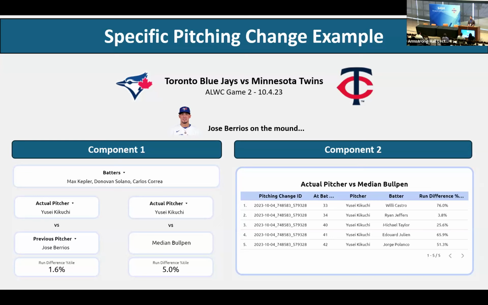Comparing Kikuchi versus Berrios, didn't like it. Comparing Kikuchi versus who else was available in the bullpen at that time, also didn't like it. And then you could see what the expectation was compared to who else was available in the bullpen for every subsequent batter that he faced in that game.